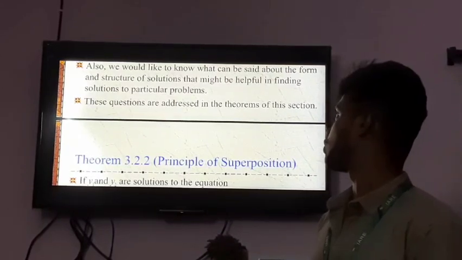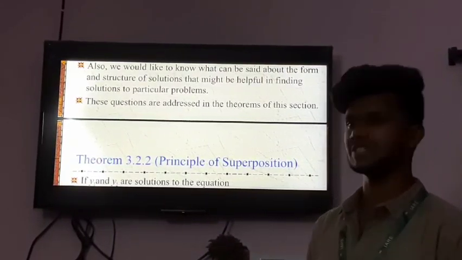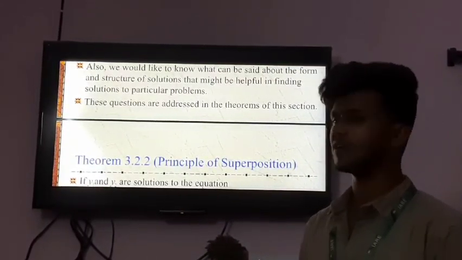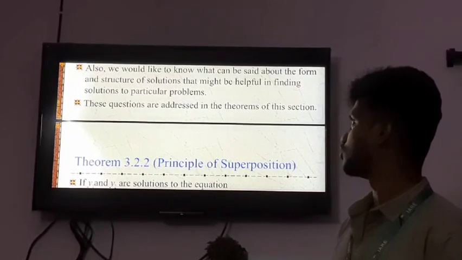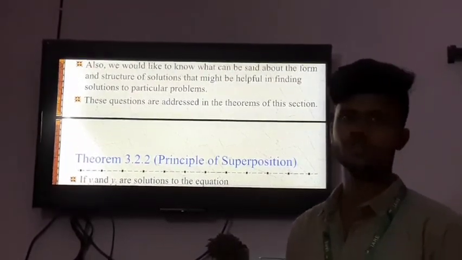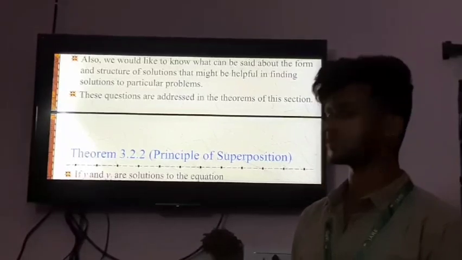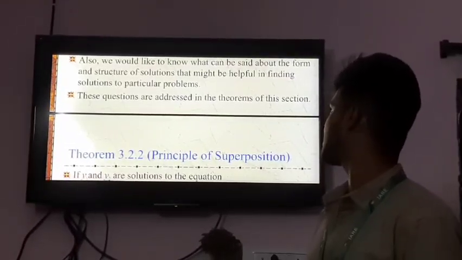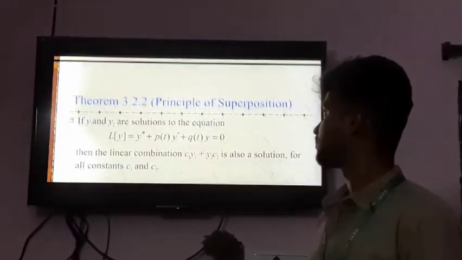Also, we would like to know what can be said about the form and structure of solutions that might be helpful in finding the solution of a particular form. These questions are addressed in the theorem of this section.